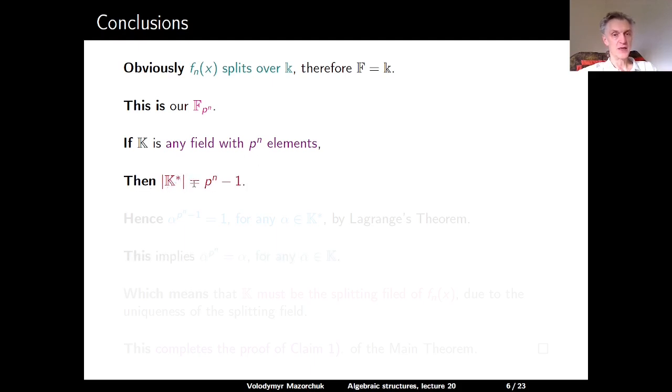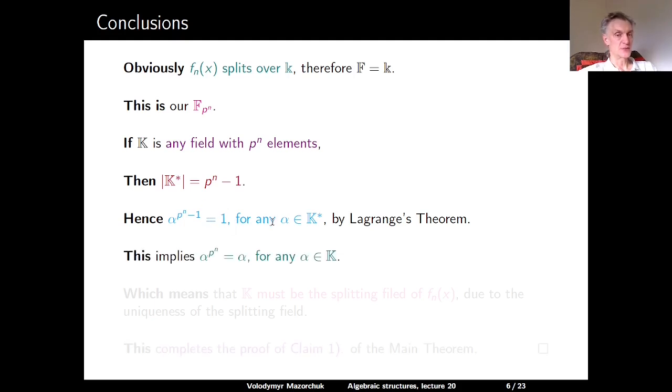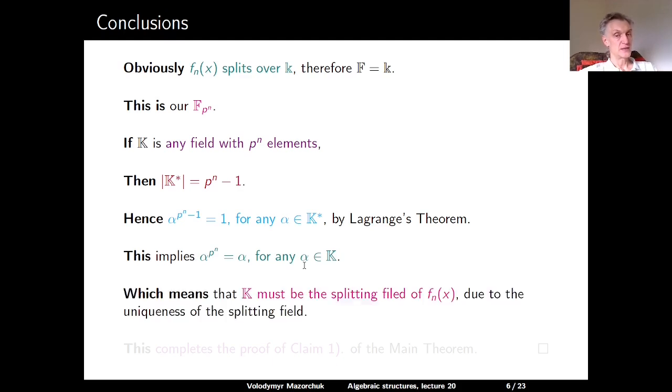the multiplicative group of K should be p to the power n minus 1. And therefore, by Lagrange theorem, for any element alpha in this multiplicative group, alpha raised to the power p to the power n minus 1 should be equal to 1. And this, of course, implies that alpha raised to the power p to the power n is equal to alpha for any alpha in K. And this means that K must be the splitting field of f_n, because the splitting field is unique. And this completes the proof of claim 1 of the main theorem.